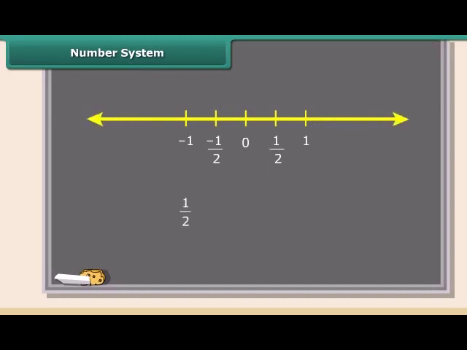Students, what about 1 by 2? Is it a whole number, natural number, or an integer? You can see 1 by 2 lies between 0 and 1. We call it a rational number. Come along to know more.